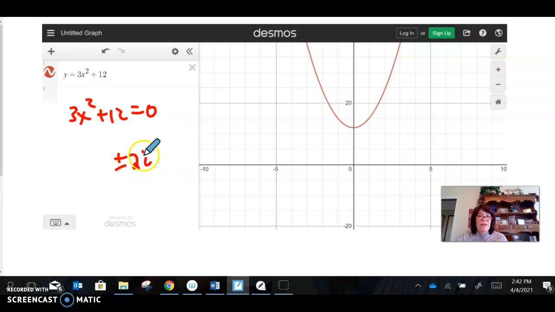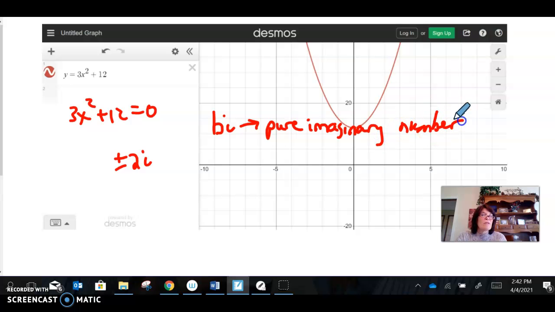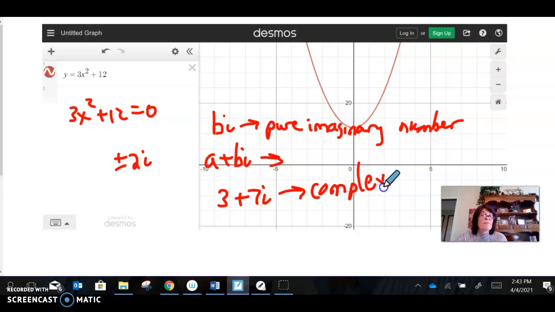Now, when I have a number like that, something that we just have some number i, that's called a pure imaginary number. I think I have that written in your notes. If I have something like a plus bi, where, again, a and b are real numbers, maybe something like 3 plus 7i, we call that a complex number. It's complex because it has a real part and an imaginary part, okay?